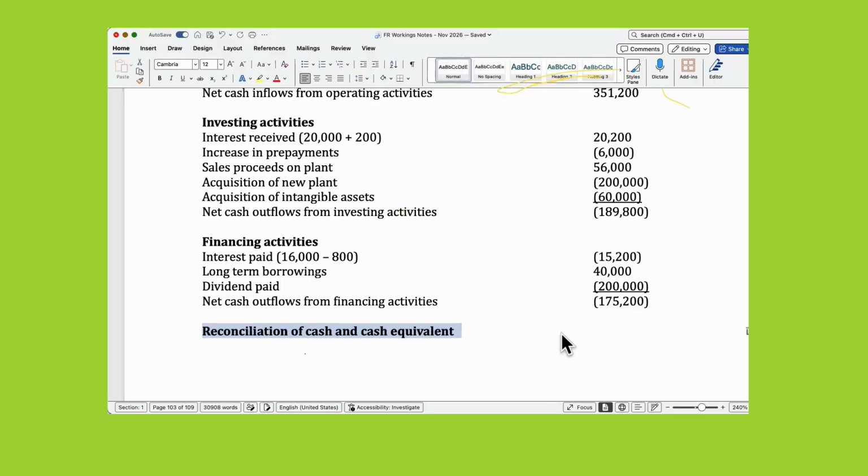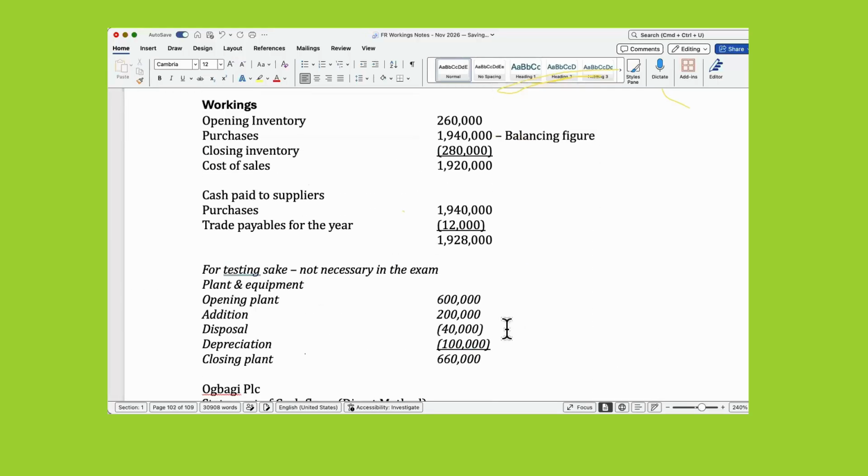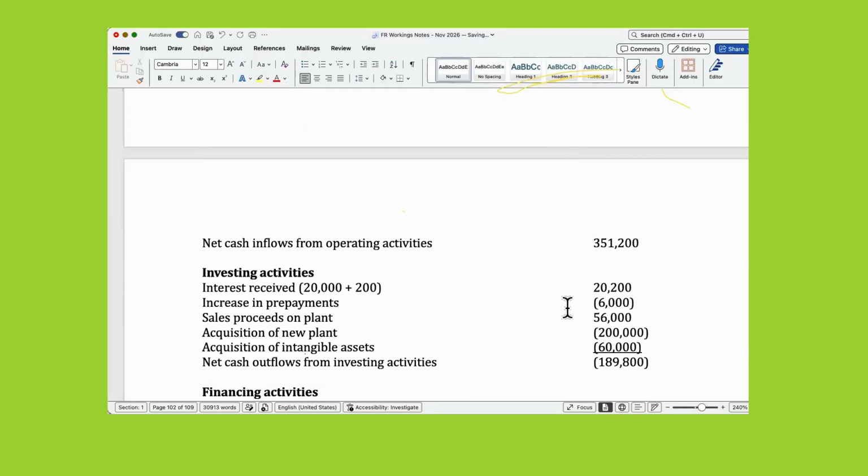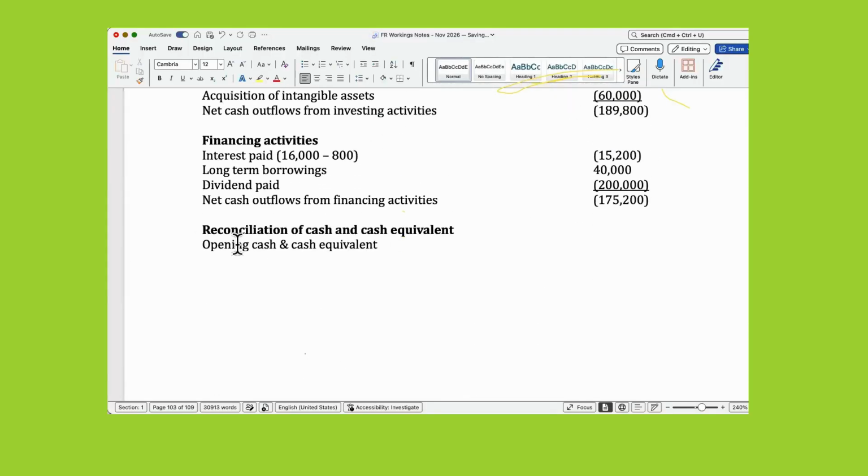So, reconciliation of cash and cash equivalents. I'll do my opening cash and cash equivalents, which was 240. In fact, since they already gave me the movement, that means I can do cash and cash equivalents during the year.